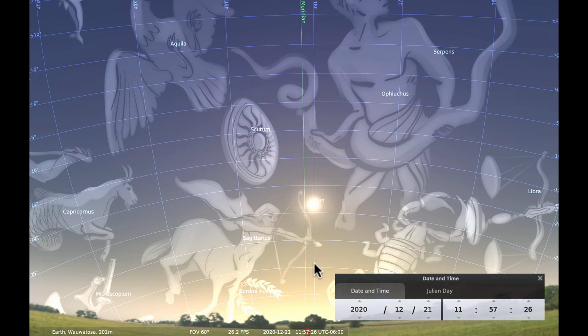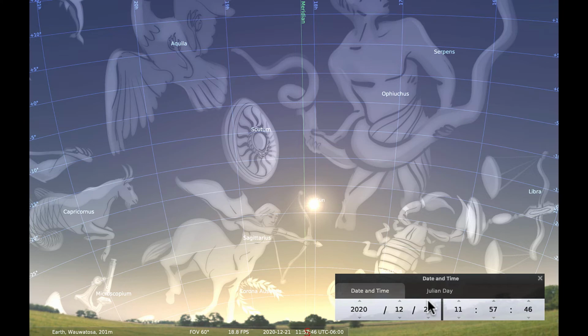Notice it's only 5, 10, 15, 22 or so degrees above the horizon on December 21st. That is, it's going to be rising in the southeast, kind of hugging the southern horizon, going up to a maximum height of about 22 degrees above the horizon, and then setting in the southwest on this day.